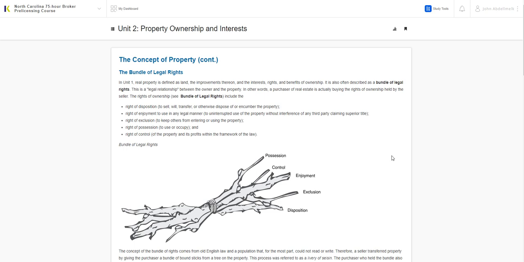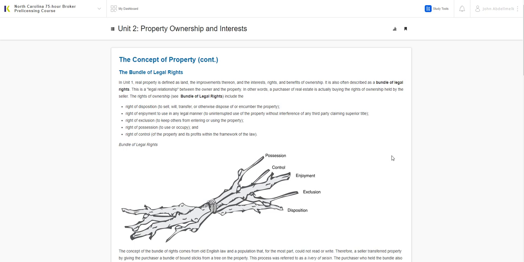I know that might be different because North Carolina, I don't think it has squatter rights. But then you have a right of exclusion to keep others from entering or using the property. That makes sense. Right of possession, use or occupy, and right of control. So you have the right of the property and its profits within the framework of the law.